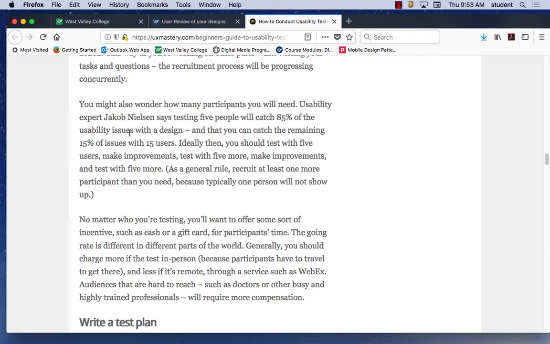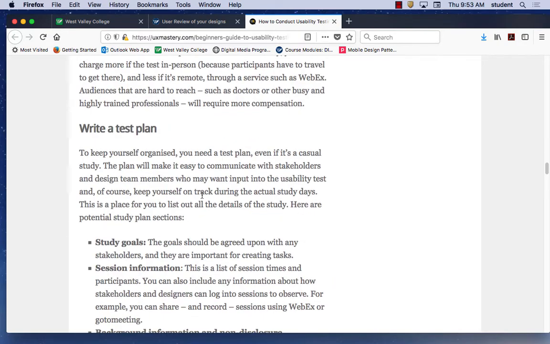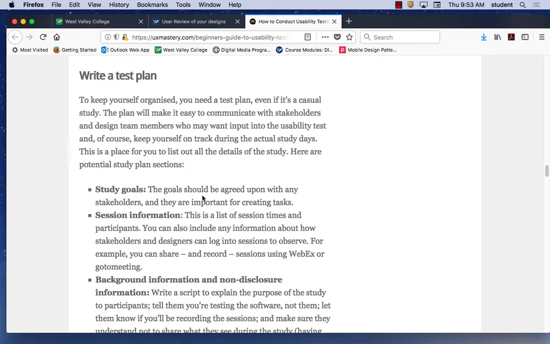So again, according to Jakob Nielsen, testing 5 people will catch 85% of the usability issues within a design. So just having anybody, I think the whole point there is having at least some people test your plan. Write a test plan. That's what we're going to talk about today, what kind of questions you're going to ask. To keep yourself organized, you need a test plan, even if it's a casual study. The plan will make it easy to communicate with stakeholders and design team members who want input into usability testing. And, of course, keep yourself on track during the actual study days.